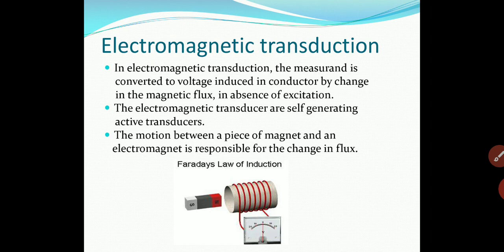So here we can see that the measurand is converted to the change in the voltage, that is due to the change in the magnetic flux. So it is the principle of electromagnetic transducer. It works on the principle of Faraday's law of induction.